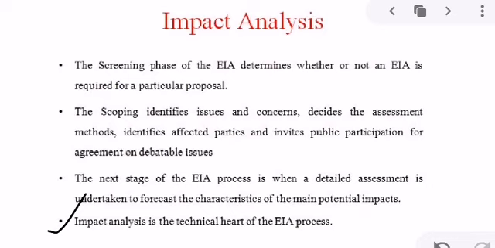So, in this stage only, we will take into account some technical part. Impact analysis is somewhat technical. So, what is an impact? An impact or effect can be described as the change in an environmental parameter which results from a particular activity. The change is the difference between the environmental parameter with project compared to that without project. It is predicted or measured over a specified period and within a defined area.